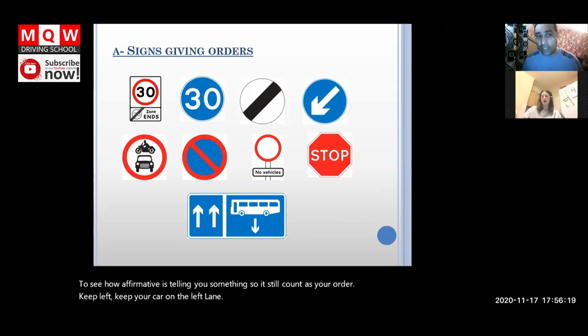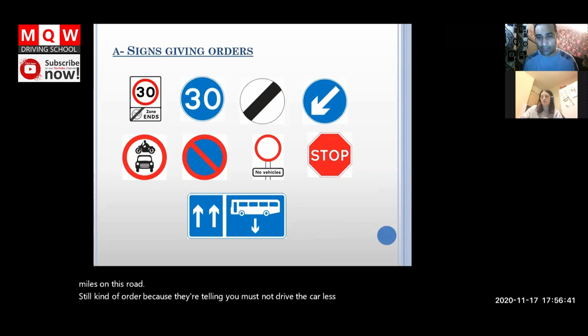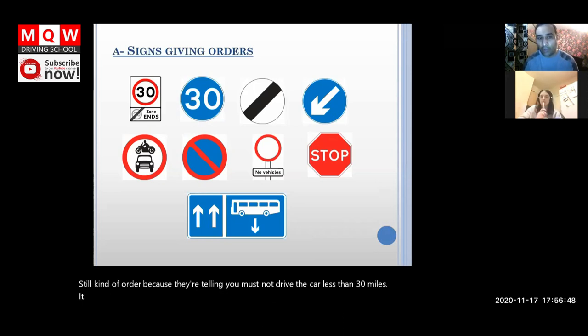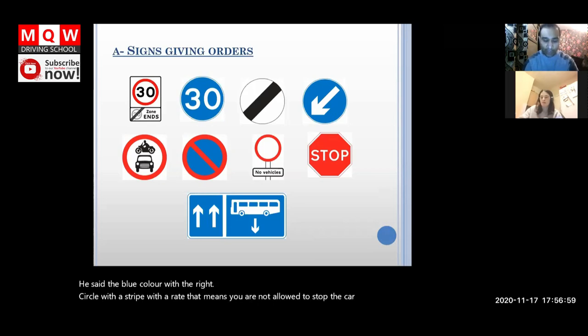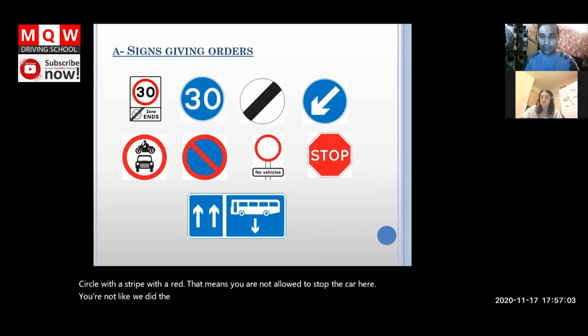If you look there, row one, second one says 30 miles. But it says 30 miles in the blue color, which means you should not drive the car less than 30 miles on this road. So it's still kind of an order because they're telling you must not drive the car less than 30 miles. If you see below the 30 number, the blue one with the red circle with the red stripe, that means you are not allowed to stop the car here. Like we did the topic called safe and convenient location. So this is not a safe and convenient location for you to stop. So you should not stop.